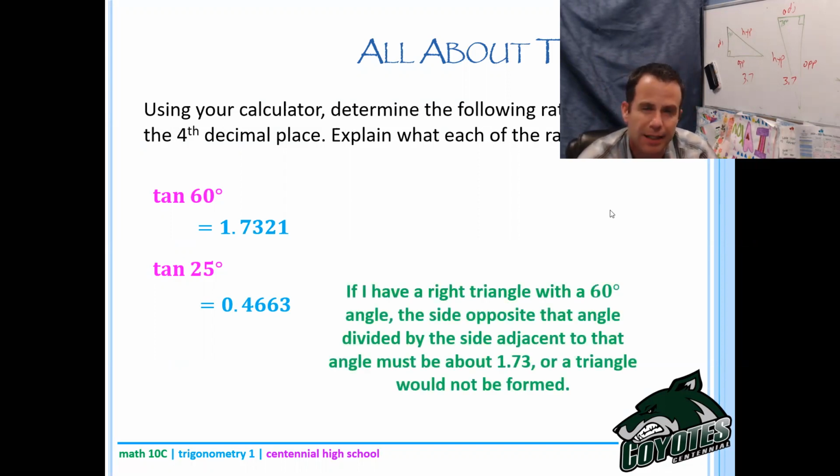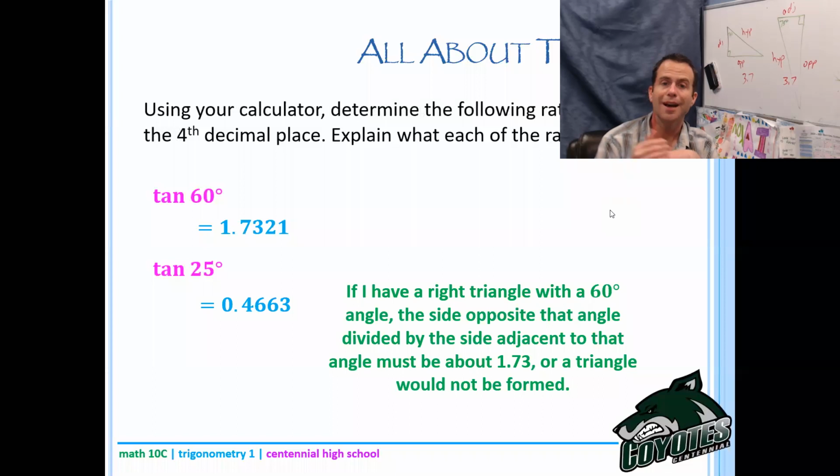Here's what they mean, and here's what I really want you to understand. The math that we have to do once I get you to understand this stuff is really not hard, okay? I just really want you to have a good understanding of why you're doing the math. If I have a right triangle with a 60-degree angle, the side opposite that angle divided by the side adjacent to that angle has to give me 1.73, or a triangle wouldn't be able to be formed, okay?